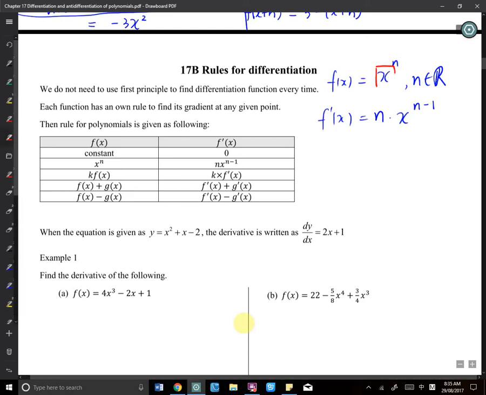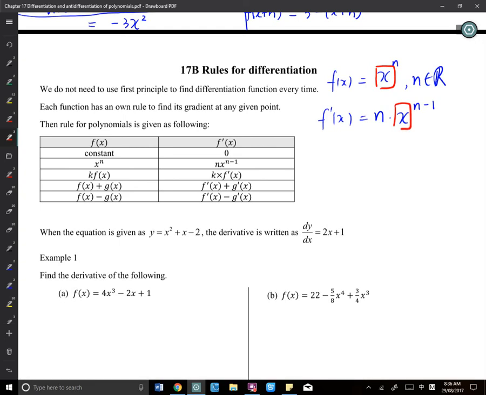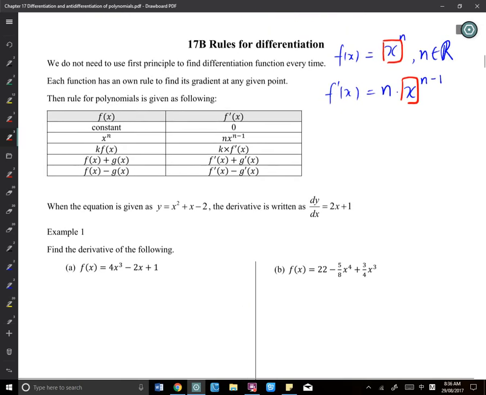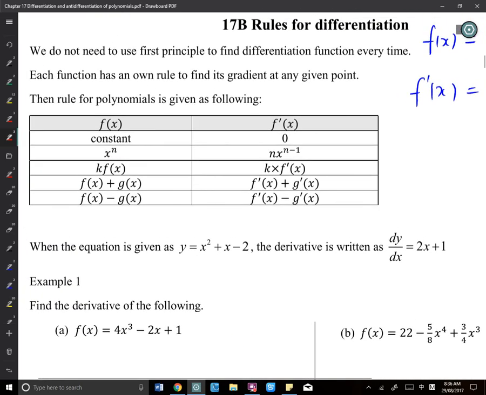And the x must be a single x. It's not going to be 2x plus 1. Okay, it's not going to be (4x plus 5) to the power of 3. It must be a single x, so it's purely x to the power of n. And then the derivative is n in the front times x to the power of n minus 1. And then we talk about this table here.